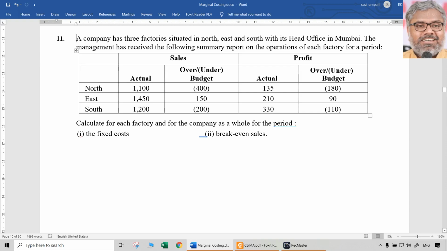We need to remember the formula. Change in profit divided by change in sales into 100 is PV ratio. That is also PV ratio. So what is this change in profit? If you look at this, these things are all change in profit. These things are all change in sales.